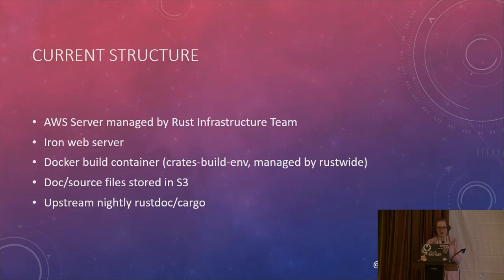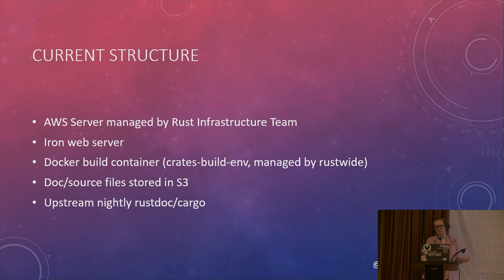To draw a parallel, the current structure, whereas the old Docs.rs and crates.fyi was on a donated server by LeaseWeb, now we're on an AWS server managed by the Rust infrastructure team. The web server is still built in Iron. It ain't broke. We didn't fix it.